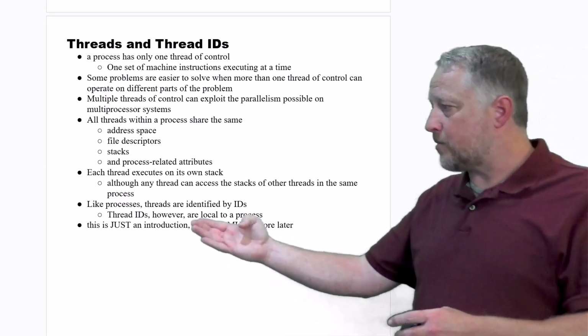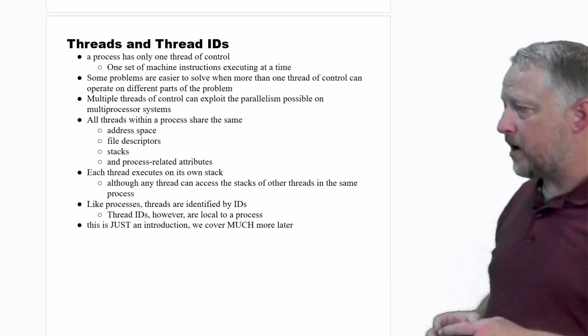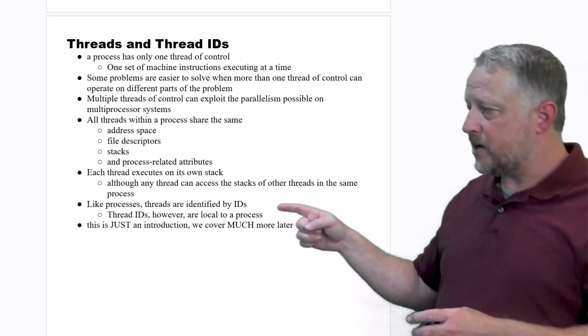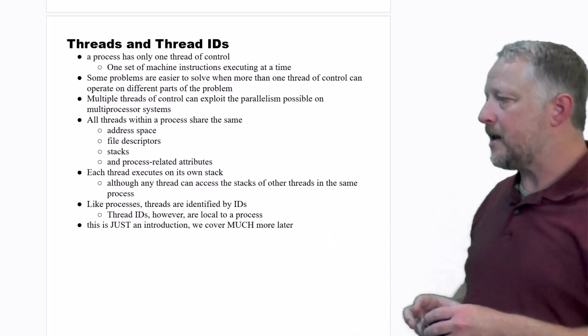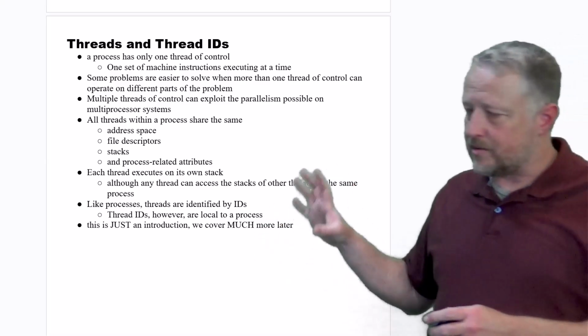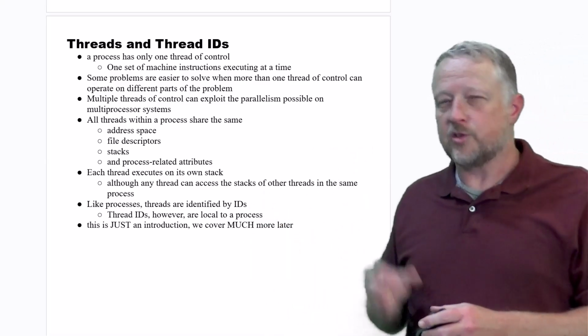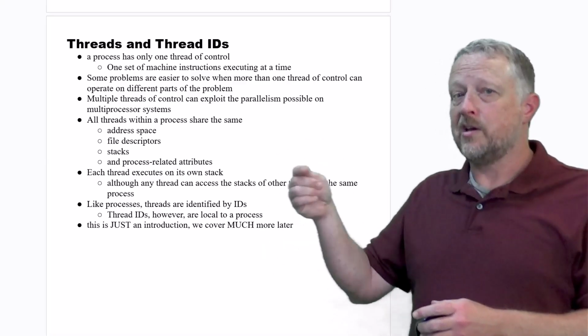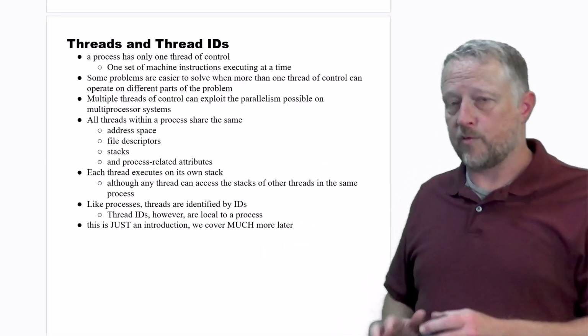Like processes, threads are identified by IDs, which I think I already talked about. There are some that can be a local process. We'll talk about that. Again, this is an introduction. We'll cover much more here. Just remember the difference between a process and a thread in our basic terms for right now. That's all I'm after.